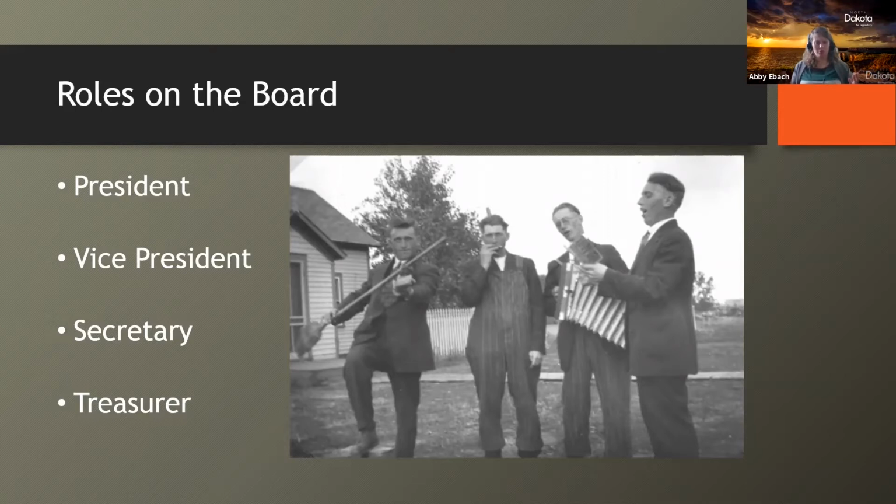Each person on the board can have a role, or you could, for example, combine the treasurer and secretary roles. No matter how you do this, it should be outlined in the bylaws of the board.